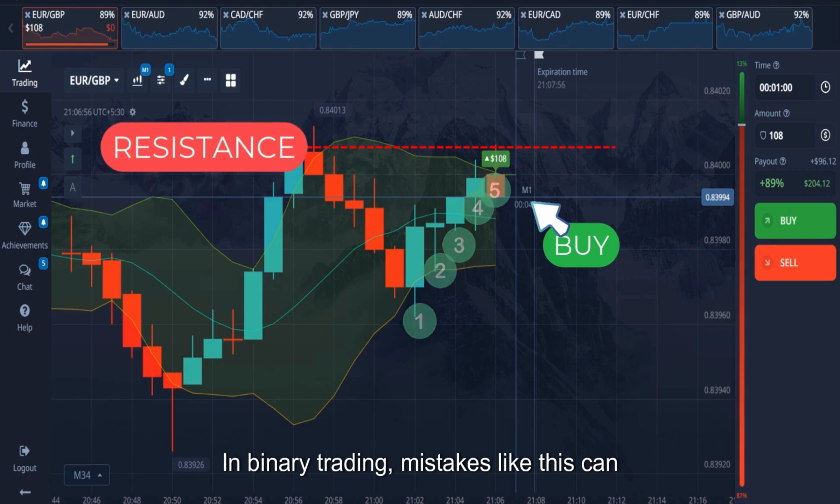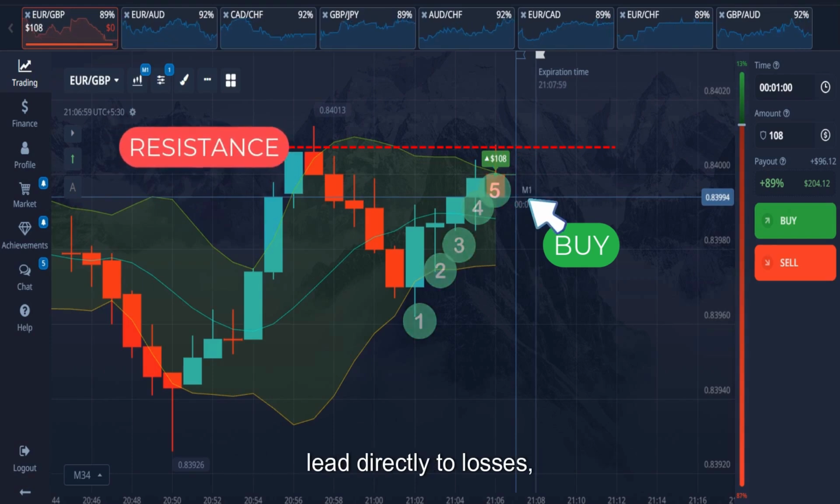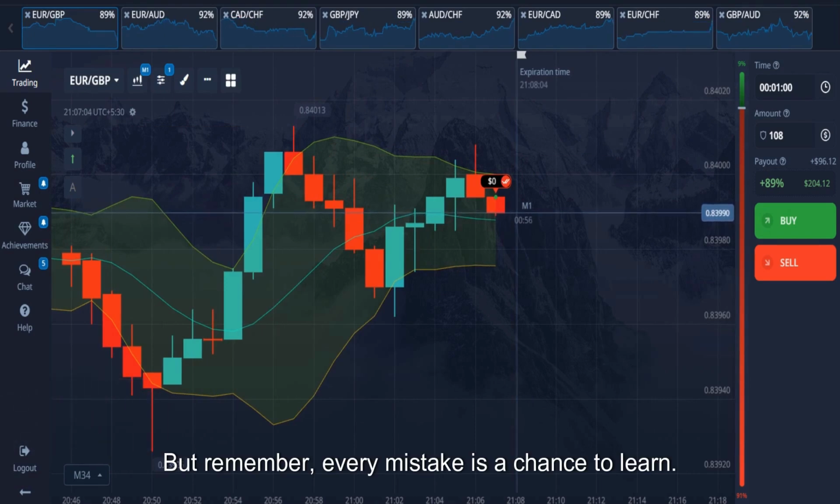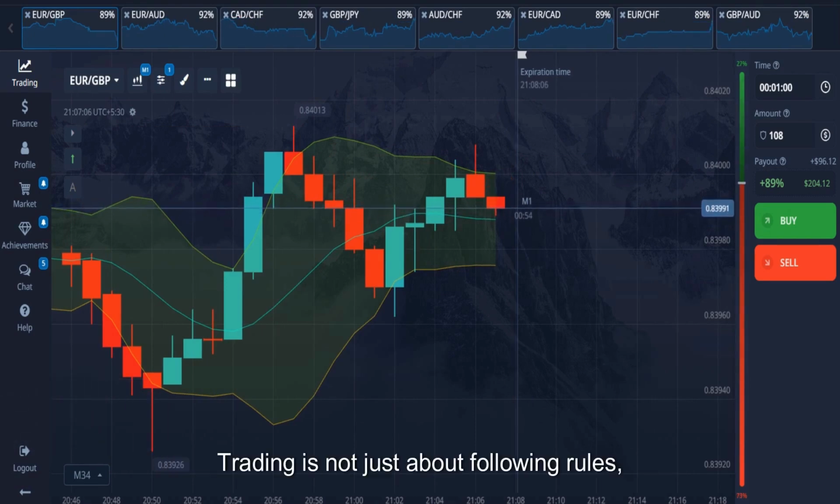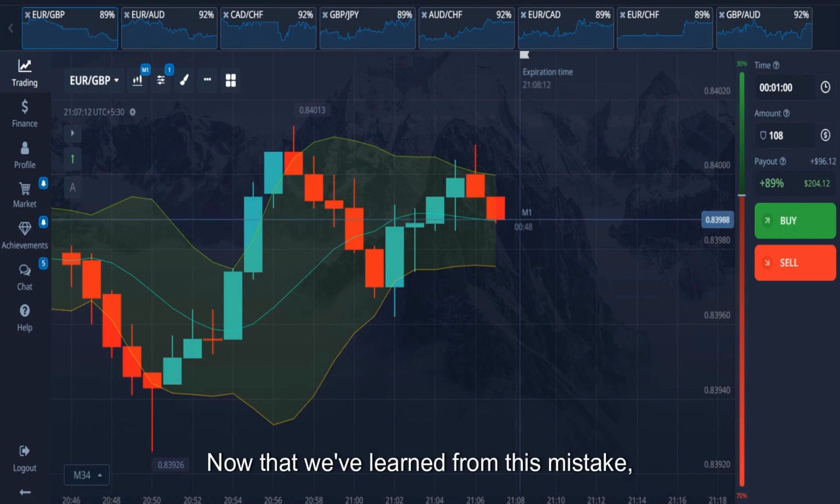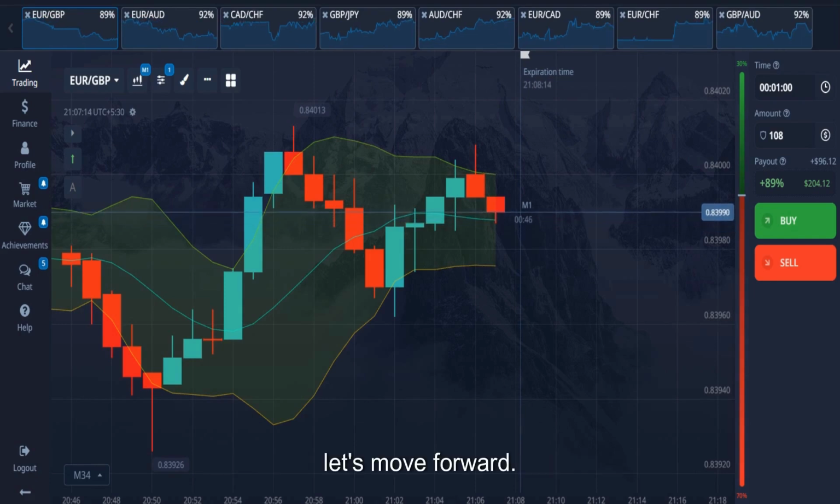In binary trading, mistakes like this can lead directly to losses, just like what happened here. But remember, every mistake is a chance to learn. Trading is not just about following rules, it's also about applying logic and being aware of market conditions. Now that we've learned from this mistake, let's move forward.